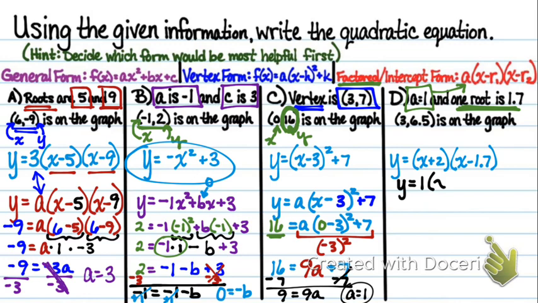And then, let's see, one of my roots was 1.7, so we always subtract the root that they give us. But then I didn't know the other root. I didn't have enough information for that. But what else did they give me to work with? The coordinates. So I'm going to put 3 in the place of any x that I see.